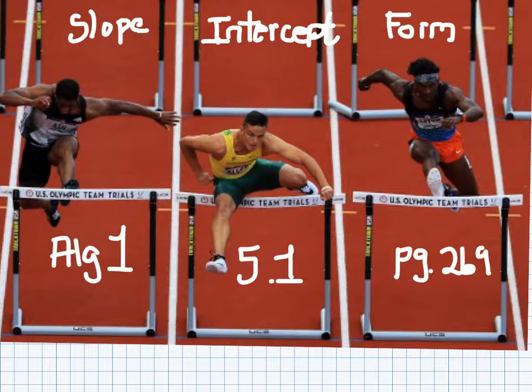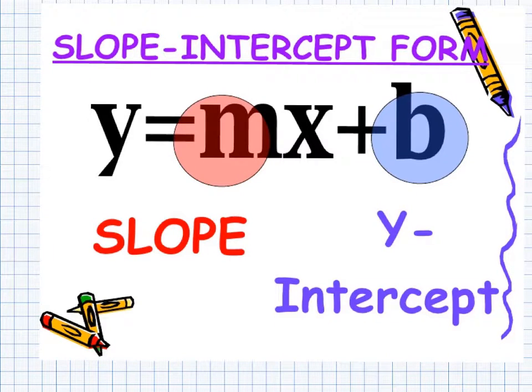Okay, this is Slope-Intercept Form. That's what the lesson is about. It starts on page 269. This is lesson 5.1 for Algebra 1. So we've talked about this before.